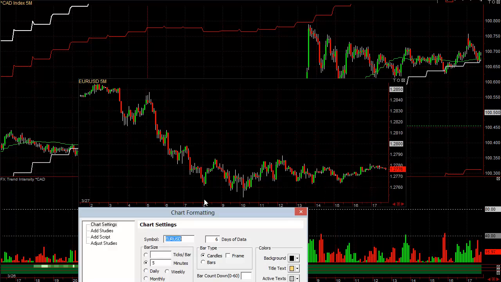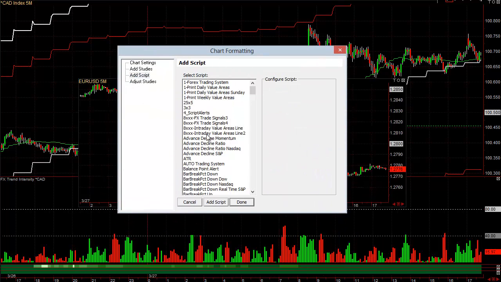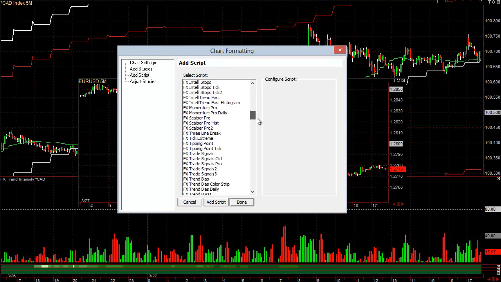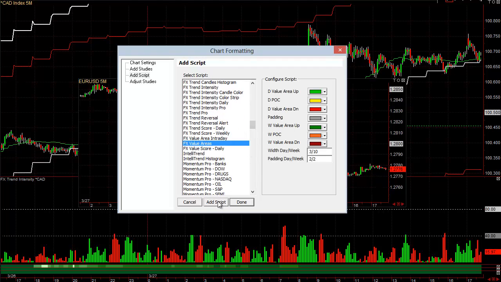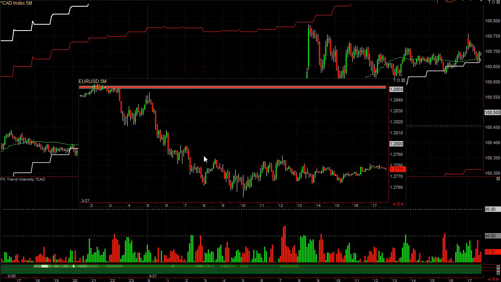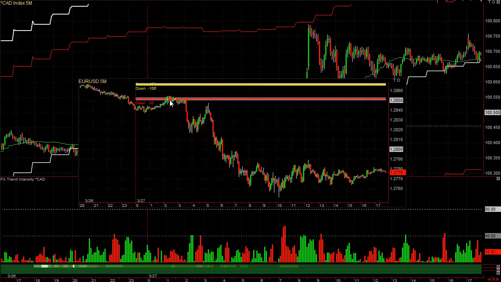You go and you add the FX value areas. You don't have to do anything else. And they will automatically show you over there on the left each of these levels and how many pips they went up or down. If they went down, it's underneath the line. If they went up, it's above the line. And I say down or up, and it's also a positive or negative number.